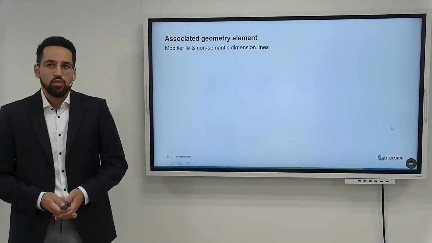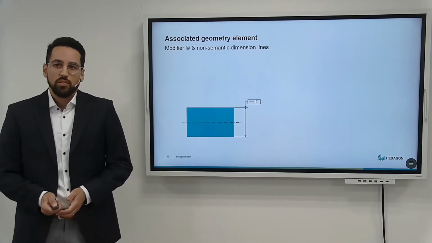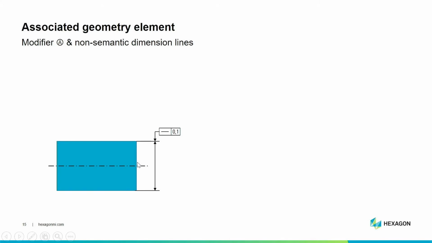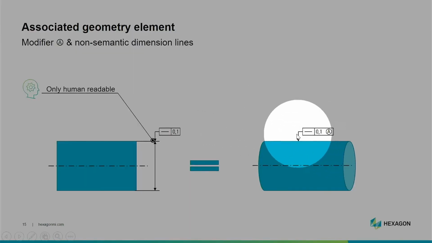Then associated geometry elements and the modifier A. This is a typical example, again, a straightness attached, but this time to a dimensional line. This means we have to evaluate the straightness on the axis or the associated geometry element of this cylinder. But the problem is now that these dimensional lines are just non-semantic information. So we have to transport this information by a modifier that is semantic. And therefore, we have the A modifier.